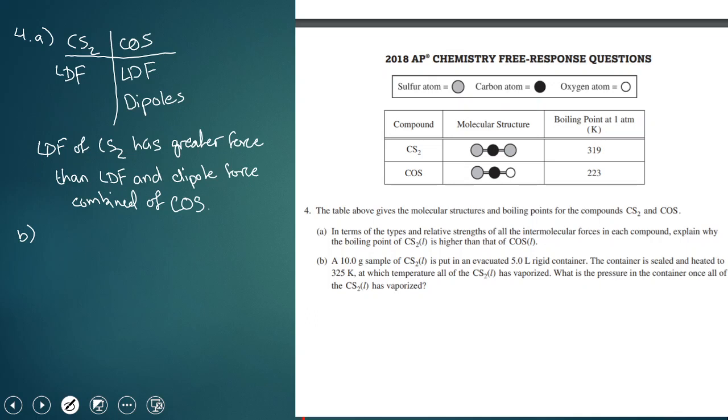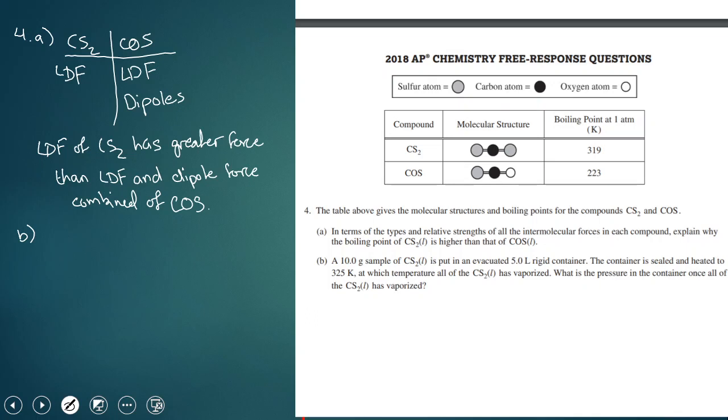Part B is a calculation question. It says we have a 10 gram sample of CS2 in an evacuated 5-liter container. The container is sealed and heated to 325 Kelvin. At which temperature is all of the CS2 vaporized? What is the pressure in the container once all of the CS2 has vaporized? Okay. So CS2 is a liquid, but then it's evaporated, so it's a gas now.